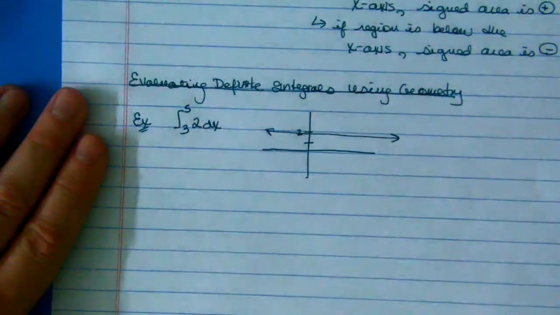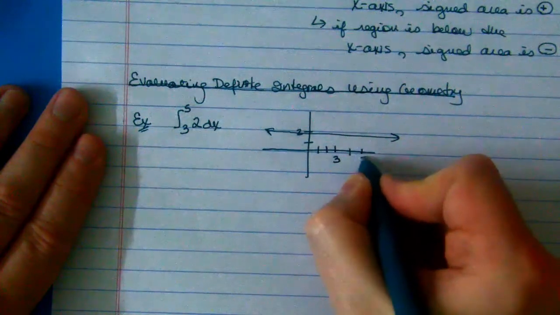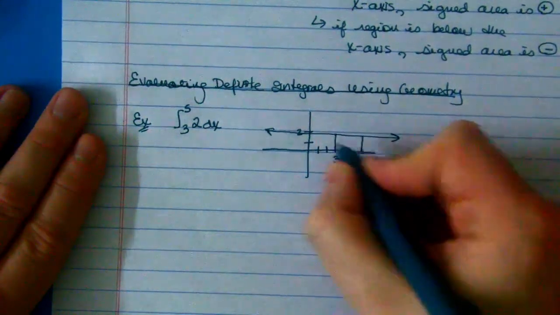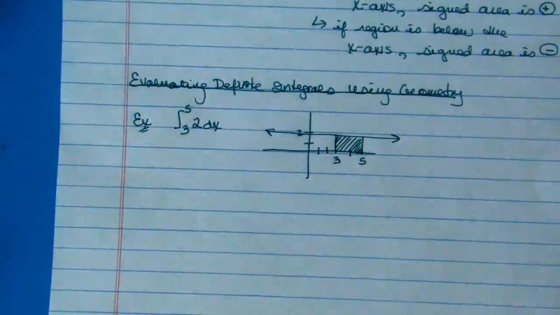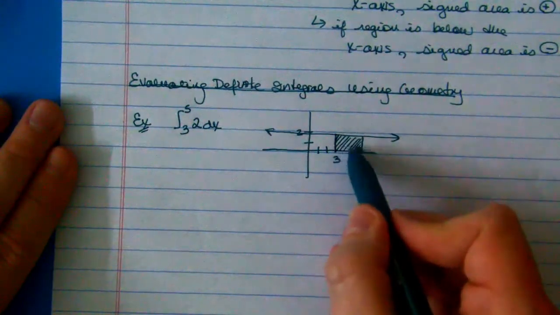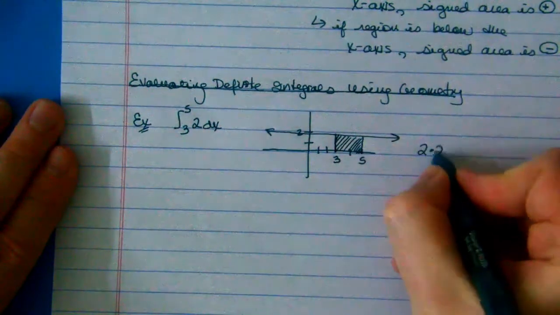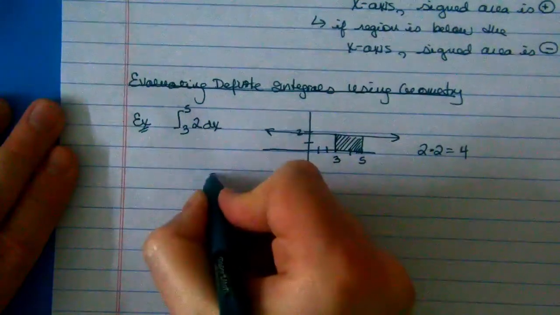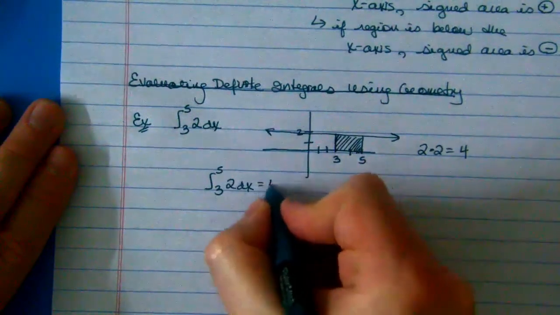Y equals 2 is a horizontal line. I want to integrate this from x equals 3 to x equals 5, meaning I want to find this signed area. I don't have to worry about the signed part because I'm above the x-axis over here, so I'm just going to find the regular old area. I think this is a rectangle. Actually, I think this is a square. The area of this region is base of 2, height of 2. My area is going to be 2 times 2. My area is going to be 4, which means my definite integral from 3 to 5 of the function 2 dx is just going to equal 4.